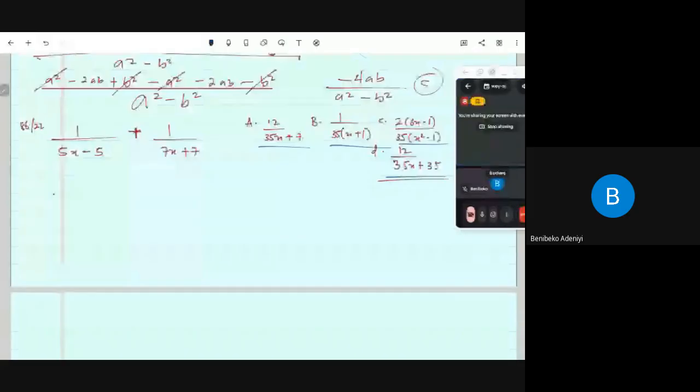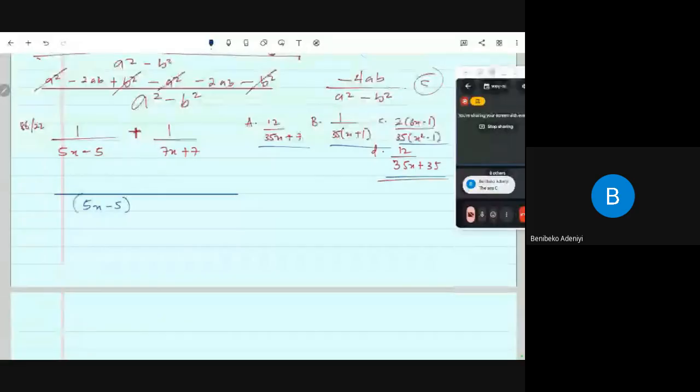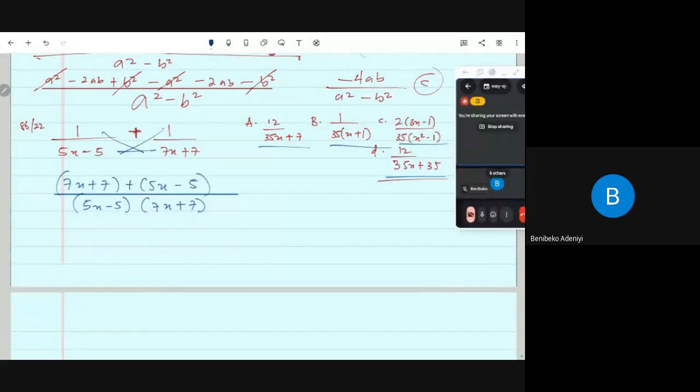So the denominator is going to be 5x minus 5. And Heisenberg already solved this: 7x plus 7. So multiply this, then this to this, 7x plus 7. Then this to this plus 5x minus 5. So we have 7x plus 5x plus 7 minus 5. Just this, then this, all over 5x minus 5.